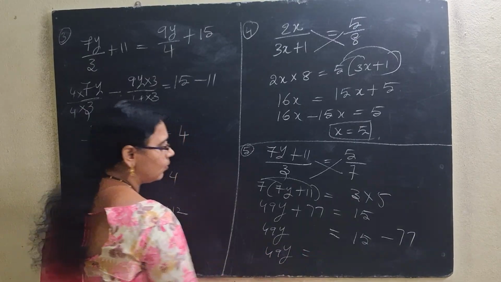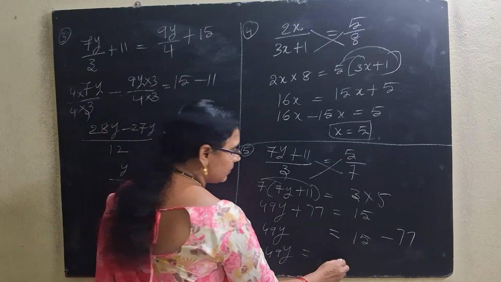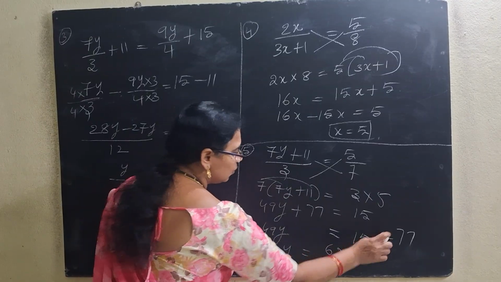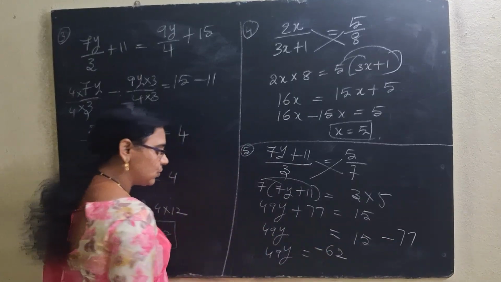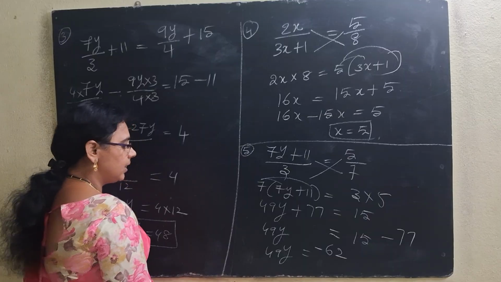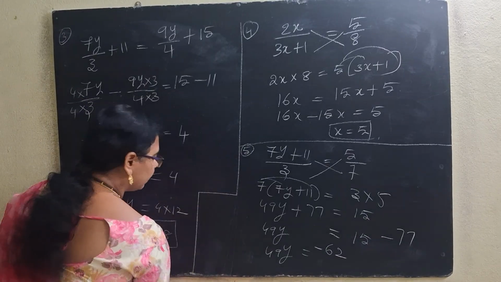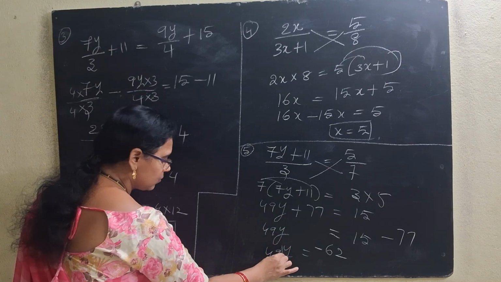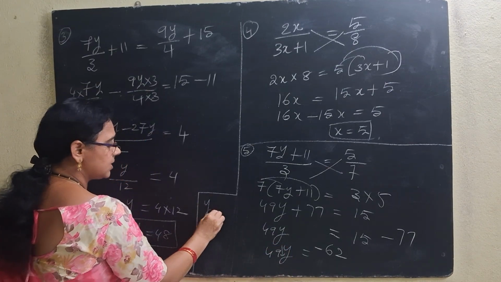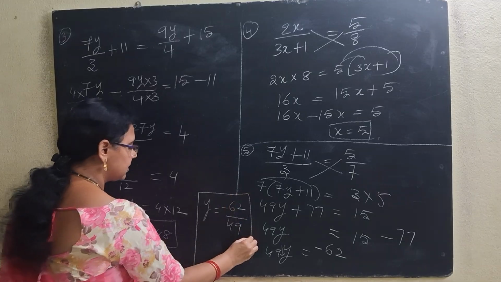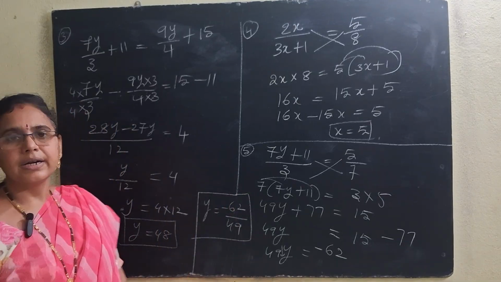49y is equal to 7 minus 5 is 2. 7 minus 1 is 6. So take the greater number's symbol, minus 62. What do you want? The y value. So what is the value of y? Here product is going on, transpose to the opposite side, so division. It is the answer. Understand?